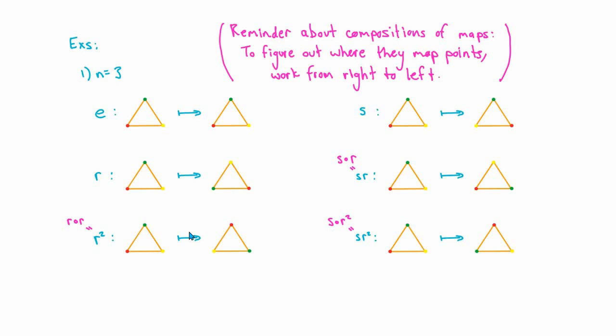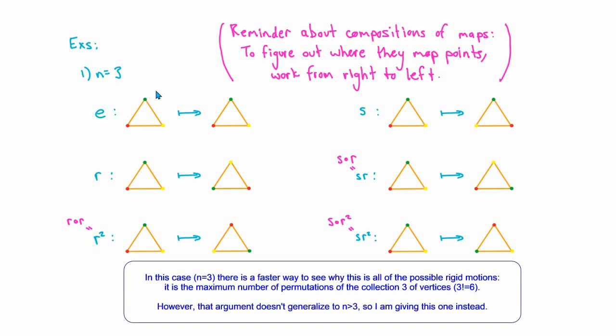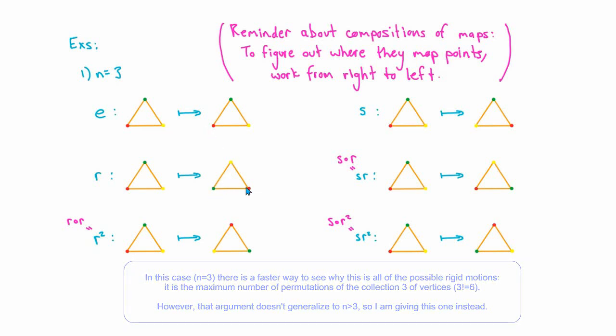Similarly, if I compose S with R squared, so I first apply R squared and then S, I end up with another rigid motion. And now it's not difficult to convince yourself that these are all the possibilities. To see why that's true, any rigid motion of the triangle has to take the green vertex to another vertex of the triangle. That's number one. And then number two, because it's a rigid motion, it has to take the yellow vertex to a vertex which is adjacent to the green vertex.